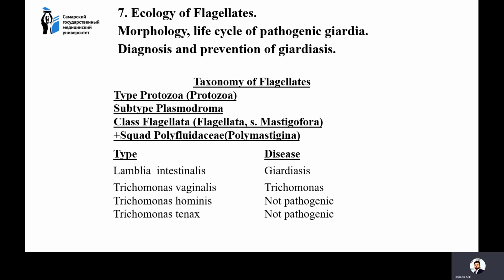So, taxonomy of flagellates. Type: Protozoa. Subtype: Plasmodroma. Class: Flagellata, Mastigophora. Order: Polymastigina. Species: Lamblia intestinalis, Trichomonas vaginalis, Trichomonas hominis and Trichomonas tenax.